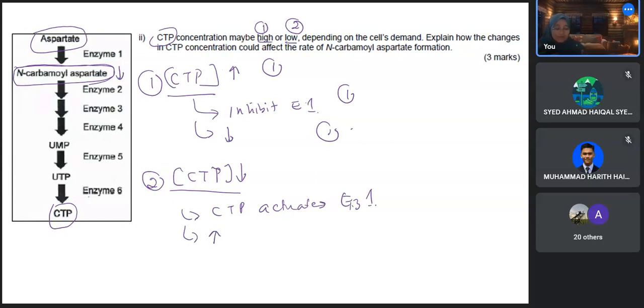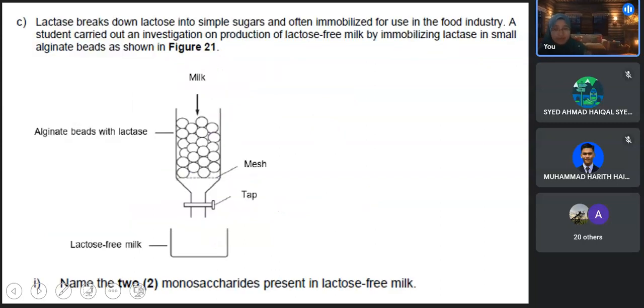Increase. Faham? Okay. So basically you have to know for feedback inhibition, the end products function as the inhibitors for the first enzyme if the concentration of end product increases. So for this question, you can mention either one. If increase, what happened? If decrease, what happened to the intermediate product here? Okay. Okay, so next question.